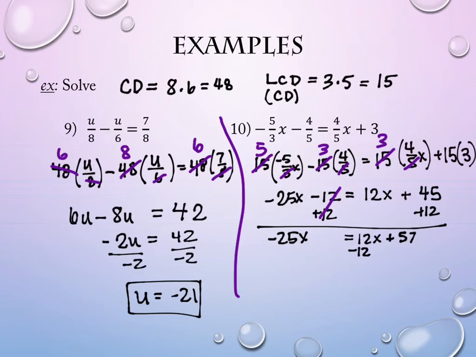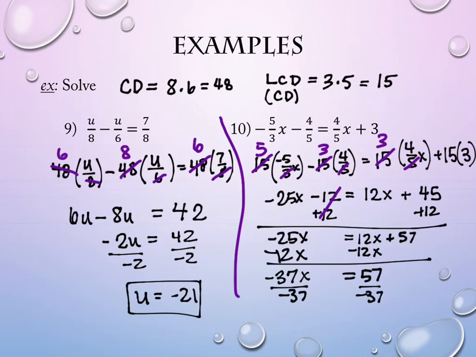Yeah, so we'll subtract the 12x to group the x's together. So on the right, I have 57. On the left, I have negative 25 and negative 12. What does that give me? Negative 37x. Now what? Divide by negative 37. 57 and 37 are both prime, so there's no simplifying. So this is simply the atrocious looking answer, negative 57 over 37.